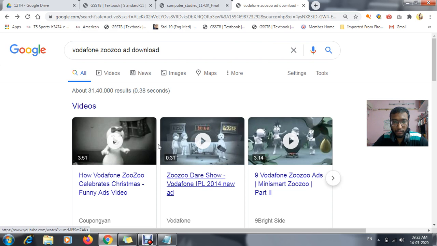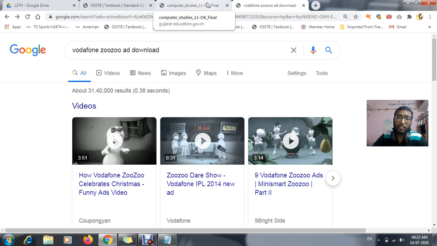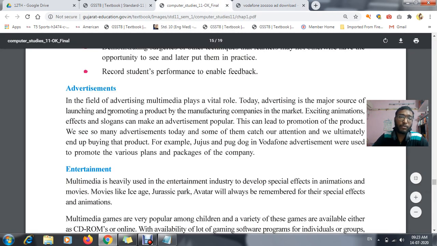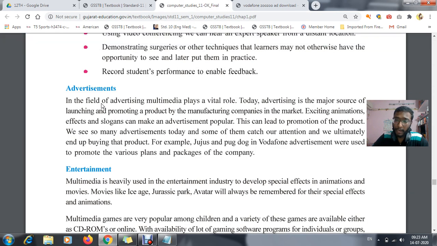See, these Zuzu characters, around 5 to 10 years before, Vodafone used to give its advertisement in the form of an animated series. That means this cartoon series was there, so people were attracted by watching it. Then after that they came to another ad. This was the best example of multimedia in the field of advertisement.